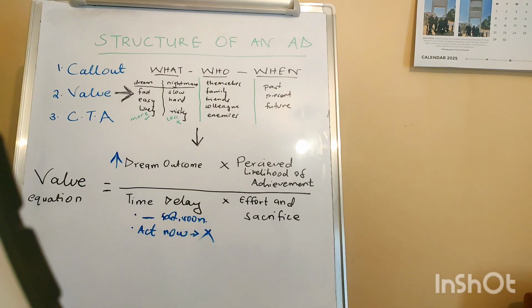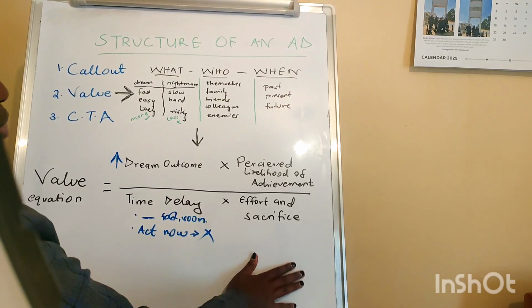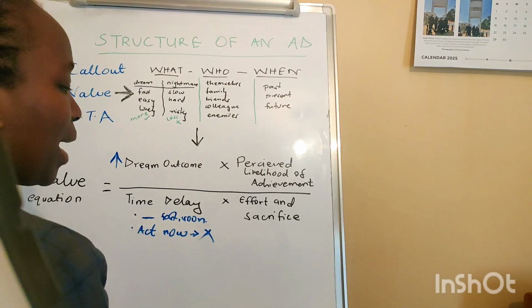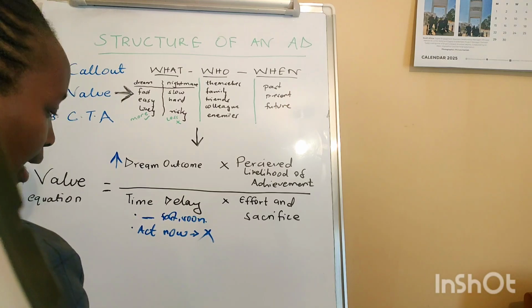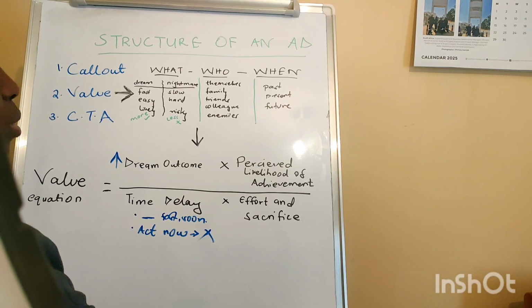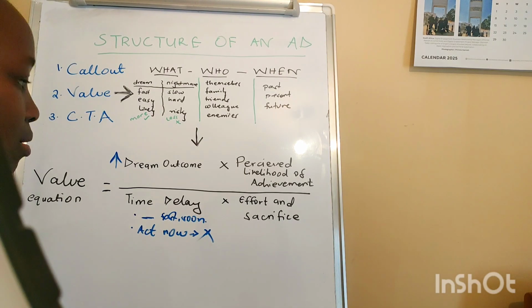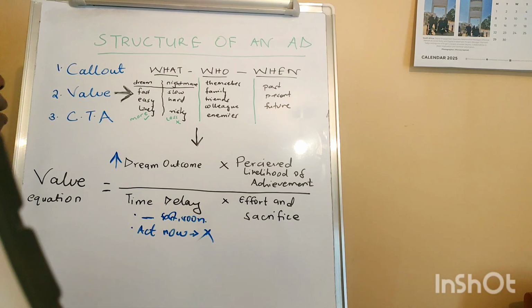Just minimize the amount of effort and sacrifices required on their part so that they can see that, wait, I think I can do this. This doesn't sound so hard. It doesn't look like there's hidden costs, hidden things that I have to sacrifice. It's making it easy for them.